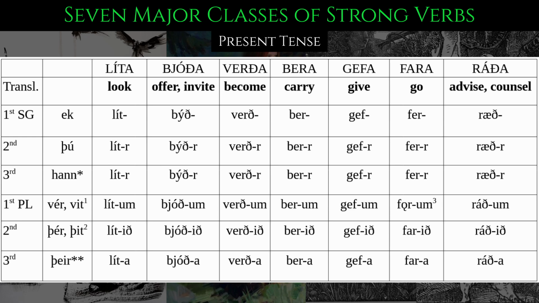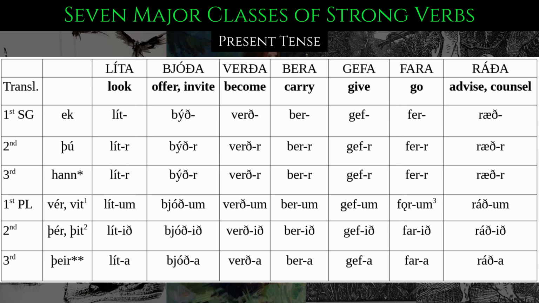Here we have ver and vit. Now, ver means more than 3 people, including 3 people. And vit means exactly 2. Similarly, ver, which means you all, 3 or more people, and vit, which means you two.